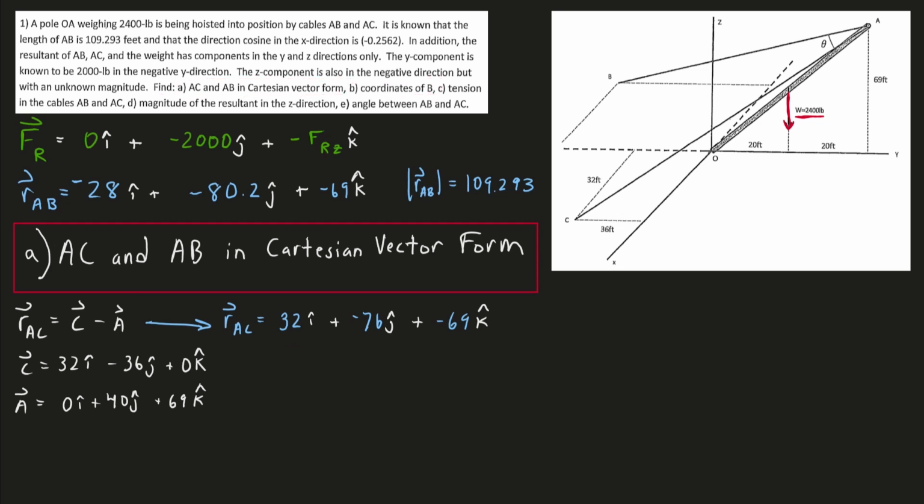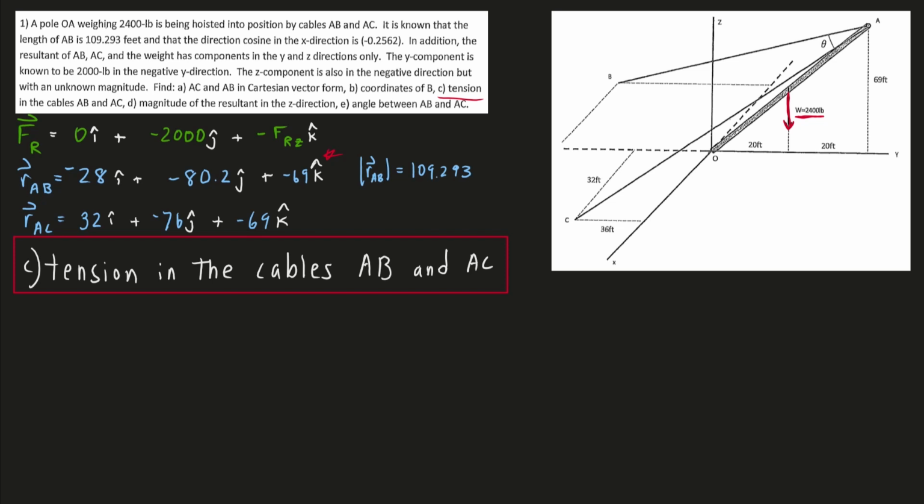Alright, parts A and B are done, so now we'll move on to part C, the tension in cables AB and AC. We want to talk about the force vector now, so we're going to have to transform our two position vectors here into the force vectors of those cables. So we have the force vector for each one of these forces.